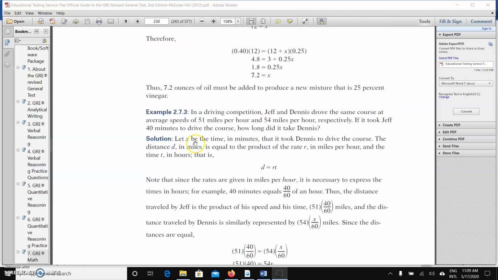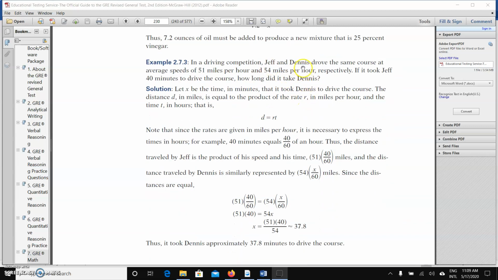Now, in a driving competition, Jeff and Dennis drove the same course at average speeds of 51 miles per hour, this is speed, and 54 miles per hour respectively. This is just saying that Jeff ran at the speed of 51 miles per hour and Dennis ran at the rate of 54 miles per hour because there is respectively here. If it took Jeff 40 minutes to drive the course, how long will it take Dennis?